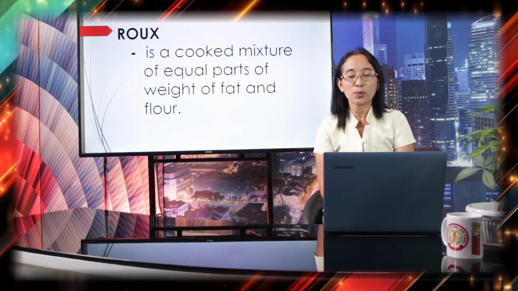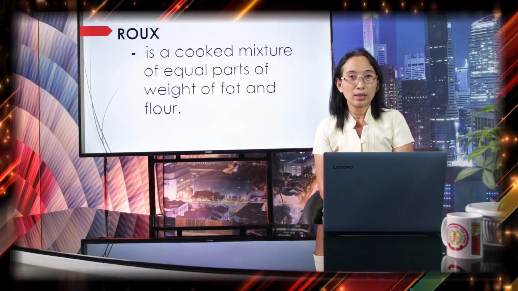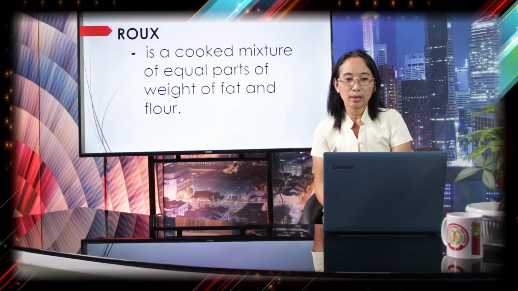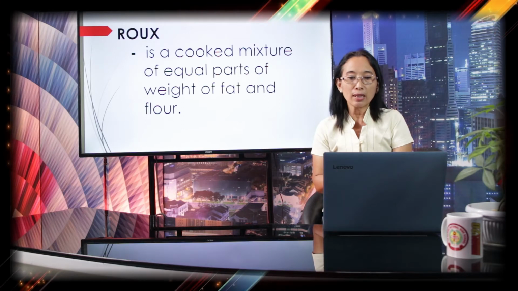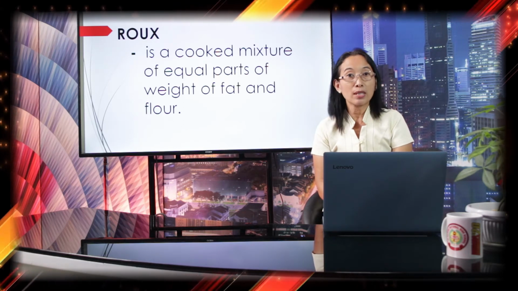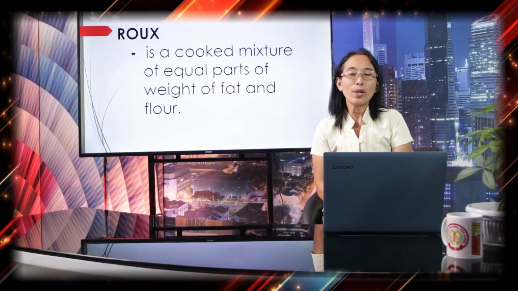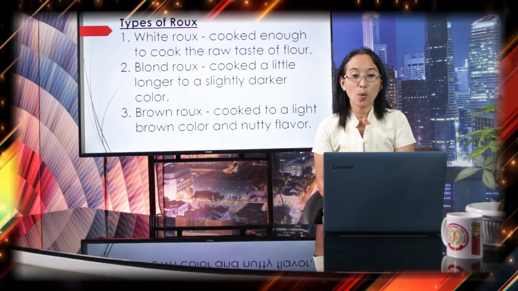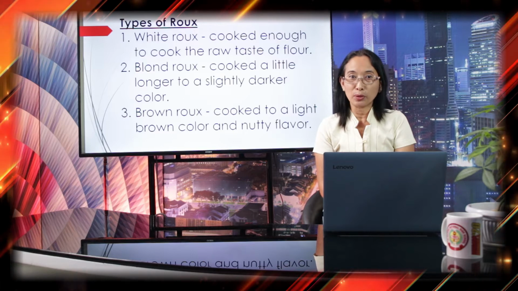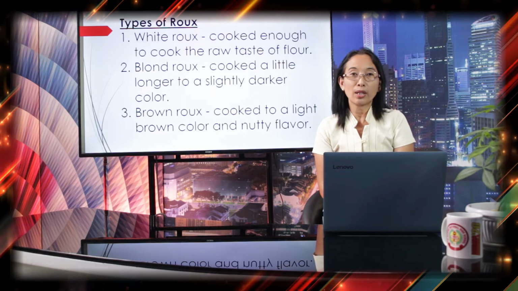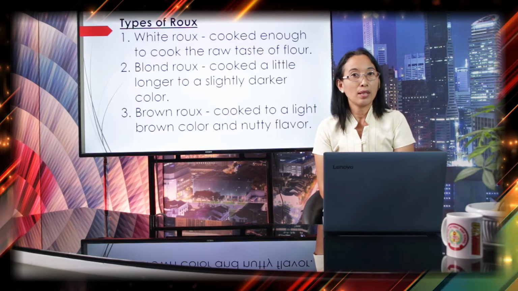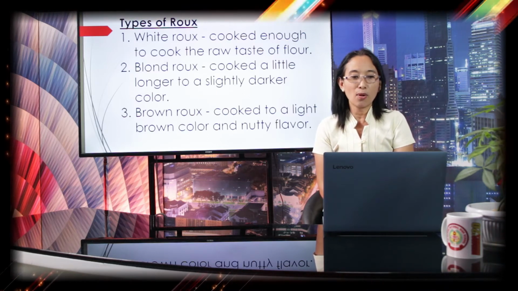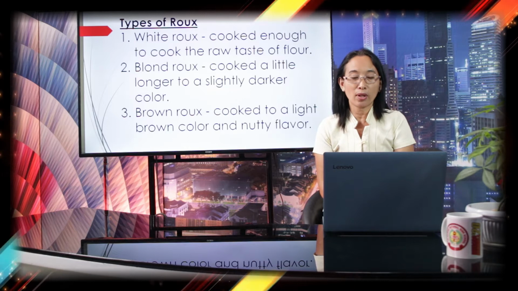So in making a roux, students, you cook the butter in a saucepan using low heat, then stirring constantly using a wire whisk until cooked. We have three types of roux. First, white roux. White roux is cooked enough to cook out the raw taste of the flour. Number 2, the blonde roux. Cook a little longer to a slightly darker color.